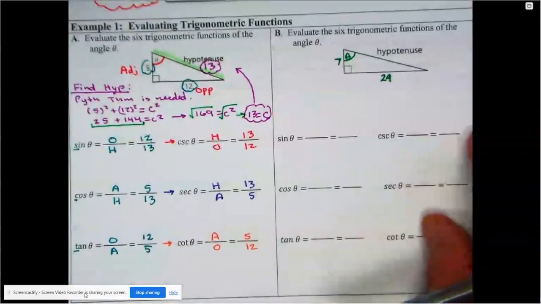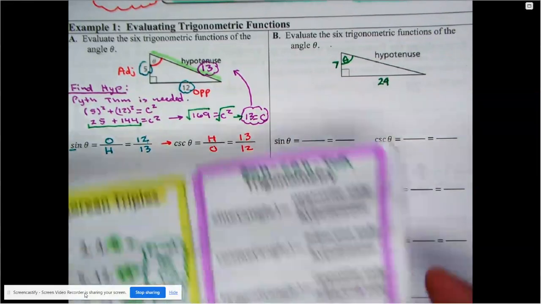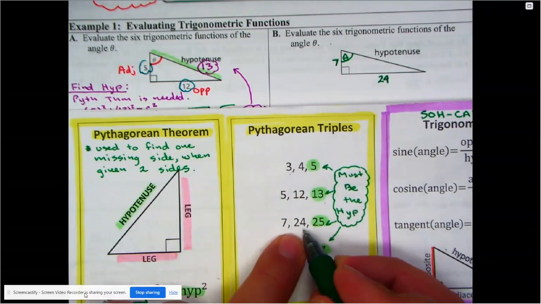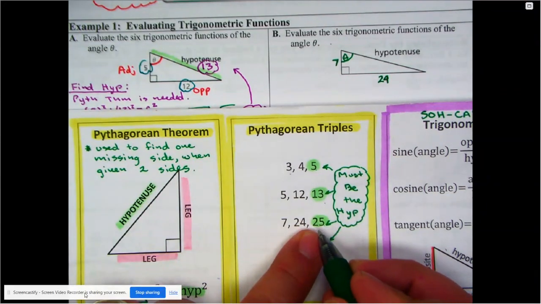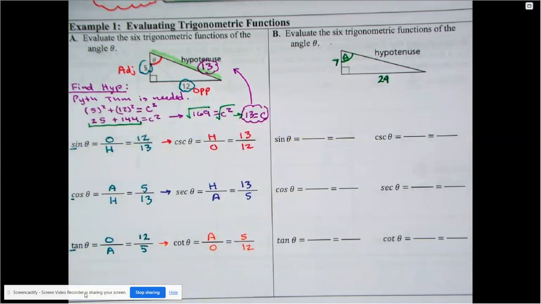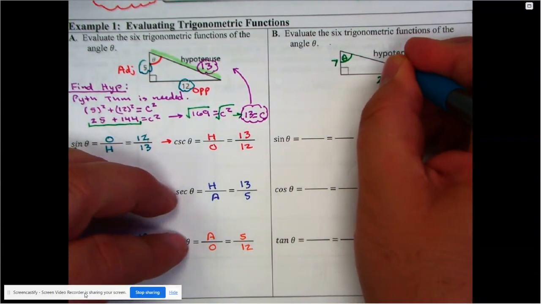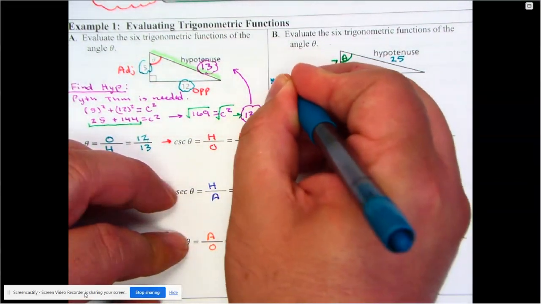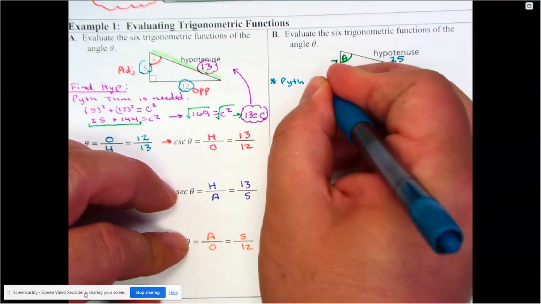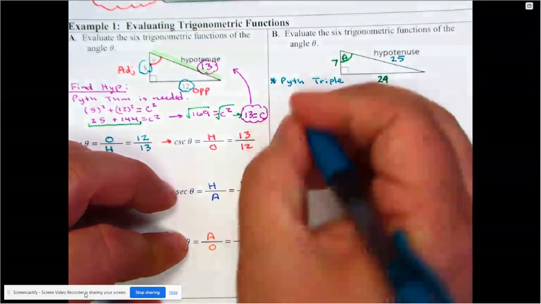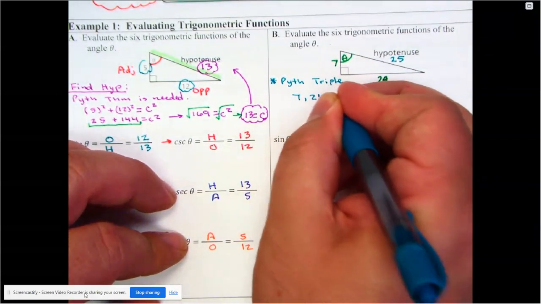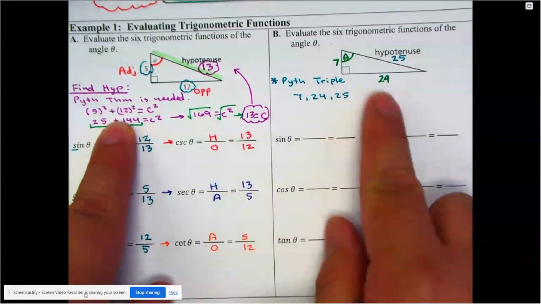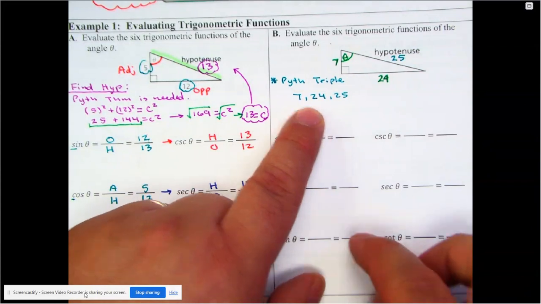So let's look at this one. There's a 7 and a 24. Yep, there it is, 7, 24. That means the height has to be 25. This is how we save time here. We now know the height is 25. What I applied here was a Pythagorean triple, the 7, 24, 25, and I just saved myself some time. Look at the work I did earlier, but because it's a triple, plenty of time saved.